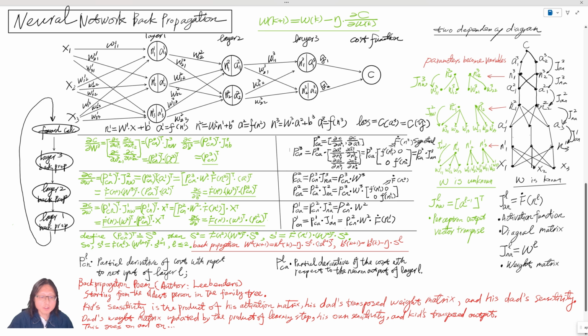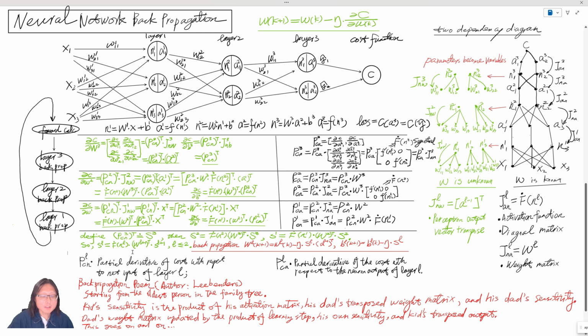So by doing this, we got the formula of backpropagation, which is that the sensitivity vector of the layer is equal to the activation function's diagonal matrix multiplied by the next layer's weight matrix transpose, multiplied by the sensitivity vector of the next layer. From this equation, you can see why it's called backpropagation. You start from the last layer's sensitivity vector, then you use this formula to go back and calculate the sensitivity vector of each layer.